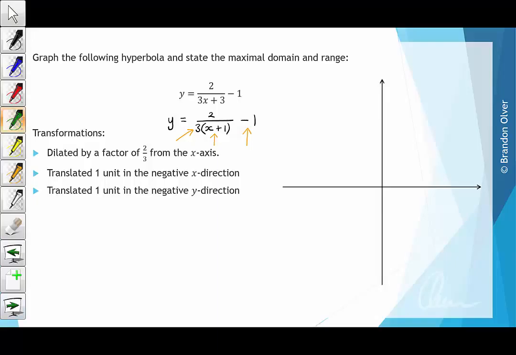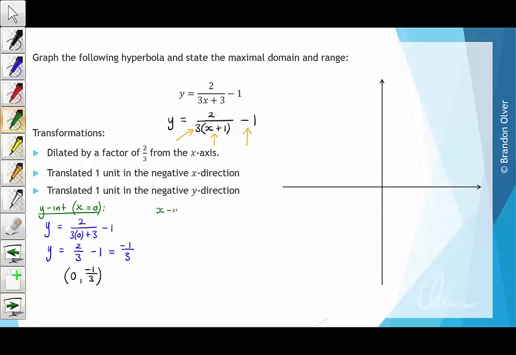So what we can do now is find the y-intercept. The y-intercept occurs when x is equal to 0. If we put that in, we get y is equal to 2 divided by 3 times 0 plus 3, minus 1. So y equals 2 on 3 minus 1, which equals negative 1/3. So our point becomes x is 0 and y is negative 1/3 for the y-intercept.